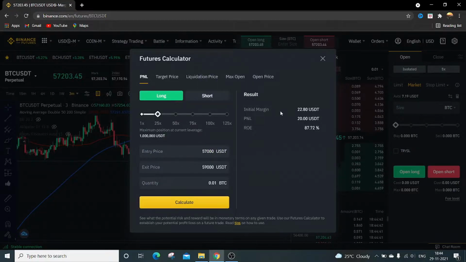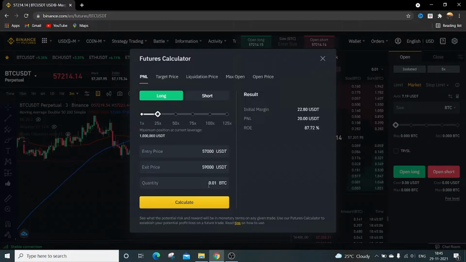That is the initial margin. That means at the price you are taking the position, it is 22.80 USDT. The PNL is in plus, which means it is giving a 20 USDT profit. ROE means return on equity, it is 87.72%. So it has gone positive, so it is giving a positive position.